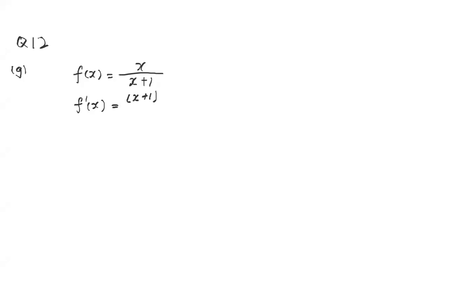This is your U, this is your V, okay? V U prime, take away U V prime, the whole thing divided by V squared. So this is a step you have to do. When you simplify, it will be 1 over (x plus 1) squared.